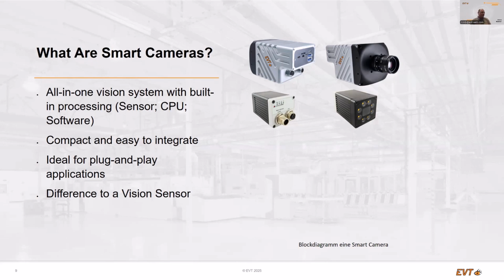You had mostly the need to make these smaller sensors, but due to the improvement in CPU and memory capabilities, nowadays most of the smart cameras are vision sensors and vice versa, or most of the vision sensors can be a smart camera based on the software which is in the camera.